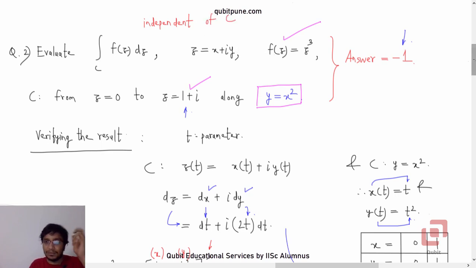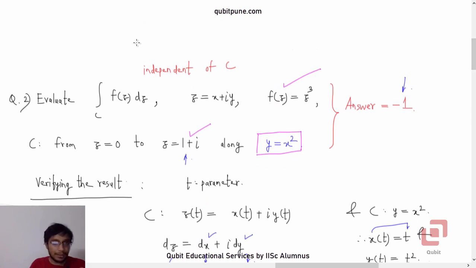No matter what path you choose. So you may now choose the following paths, and try for yourself. Path 1, y equal to x cube. Path 2, y equal to x. Path 3, y equal to root x.